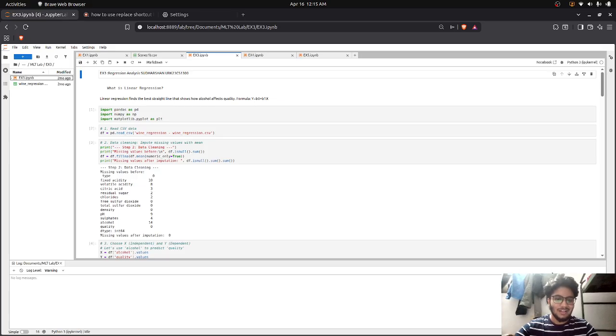Today I'm going to present my experiment on regression analysis, which is a fundamental concept in data science and machine learning. Regression is used to understand the relationship between variables and to make predictions. In this experiment, I worked with wine data, where we analyze how factors like alcohol content and acidity affect wine quality. There are 3 parts in this experiment: linear regression, multilinear regression, and logistic regression.